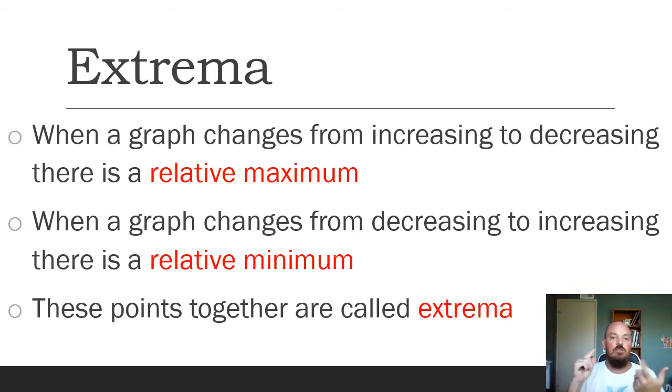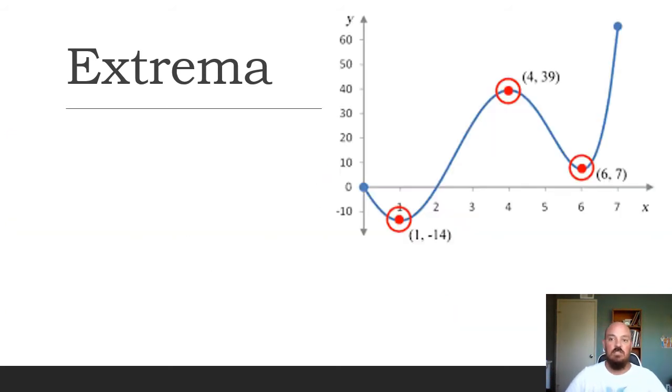So in a question, you might be asked to label the relative maximum. You might be asked to label the relative minimum, or you have to know if you're asked to label the extrema, you're being asked to label both the maximums and the minimums. So here's an example. This is a graph, and I highlighted and circled in red 3 points, the point 1, -14, 4, 39, and 6, 7. Now the reason I pointed those points out, those are the extrema.